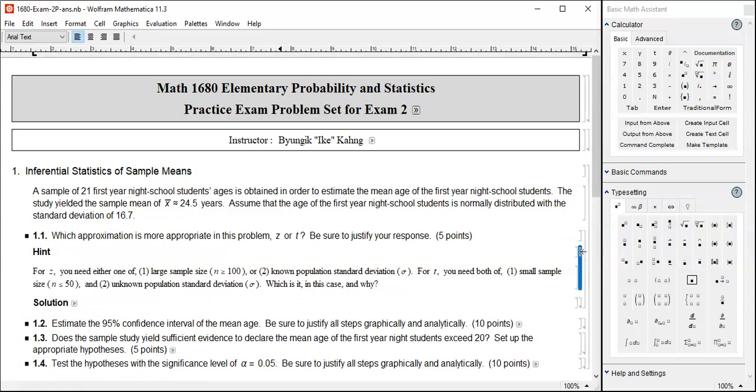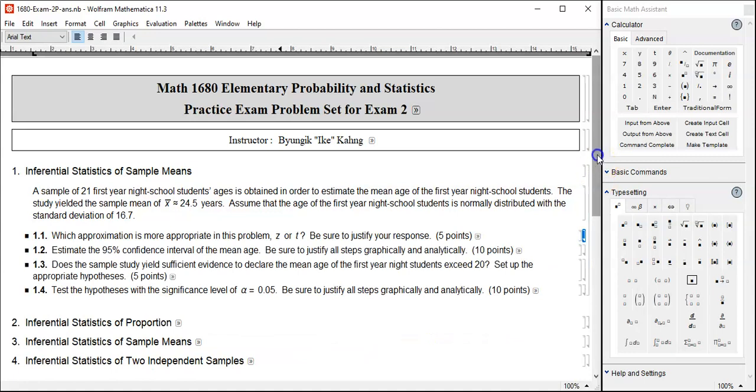Actually, there are two criteria. Roughly speaking, for Z, you need either one of these two: large sample size, typically 100 or more, or known population standard deviation, sigma. Again, roughly speaking, for T approximation, you need both of these two: small sample size, typically less than 50, and unknown population standard deviation, which will be replaced by sample standard deviation. Now, which is it in this case?